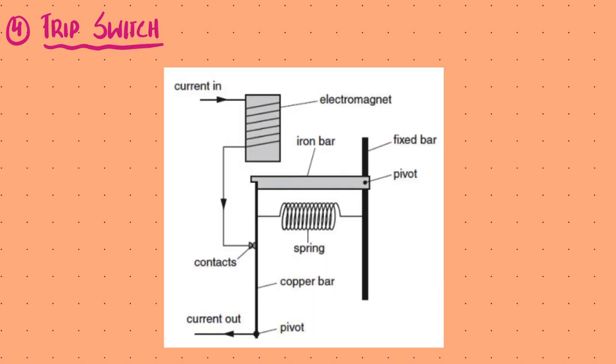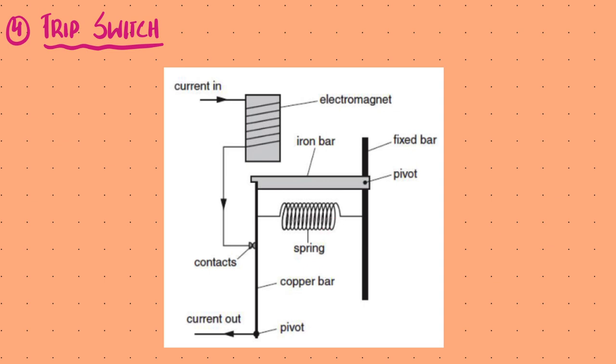is the trip switch, which your syllabus previously used to call a circuit breaker. So that also uses electromagnets in it. So this is how the circuit diagram of a trip switch or a circuit breaker looks like. So you have an electromagnet here. This is the pivot, and about this is placed a fixed bar, an iron bar which is in contact like this, and this spring is stretched right now.